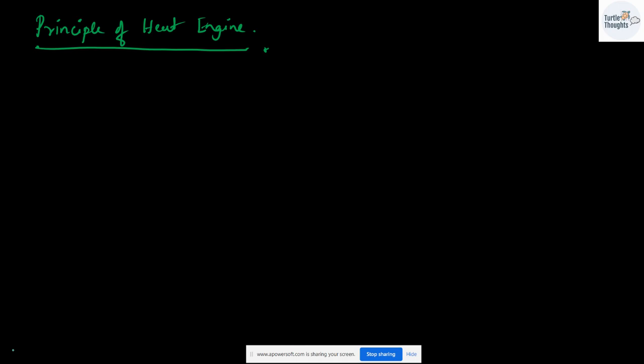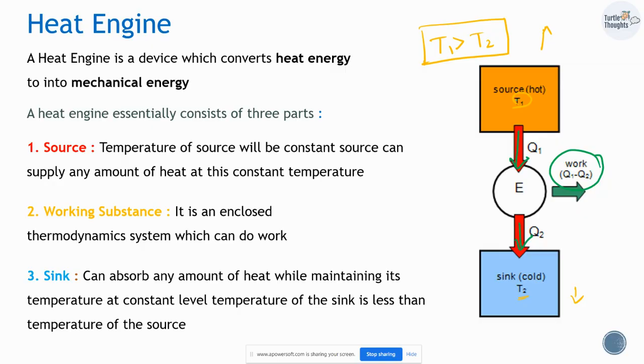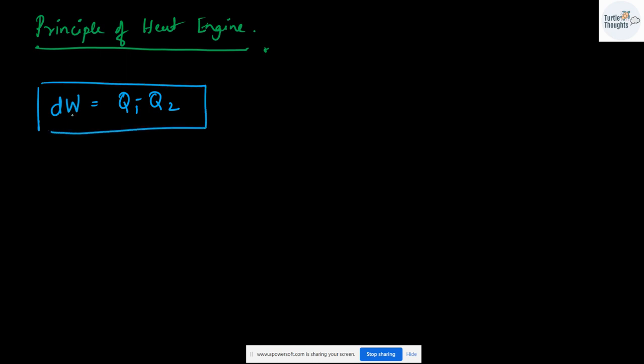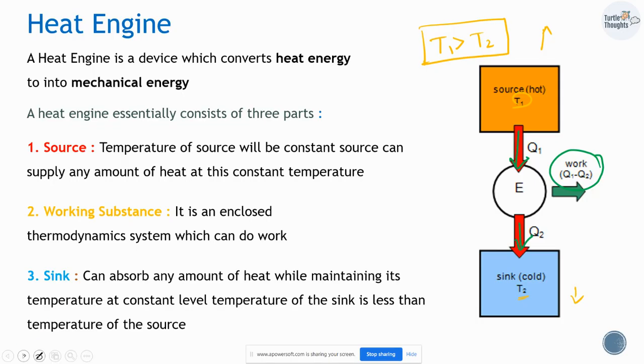Now, if I consider Q1 to be the heat which is supplied by the source, Q2 to be the heat which is supplied by the working substance to the sink, then the work done W will be given by Q1 minus Q2. So I can write over here the work done dW is going to be equal to Q1 minus Q2. Here Q1 is the amount of heat absorbed, W is the total work done, and Q2 is the amount of heat rejected by the working substance.